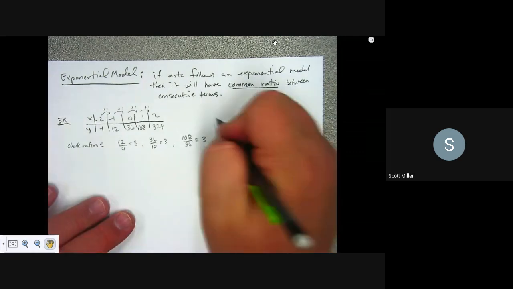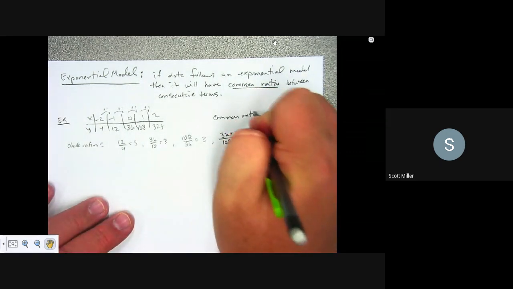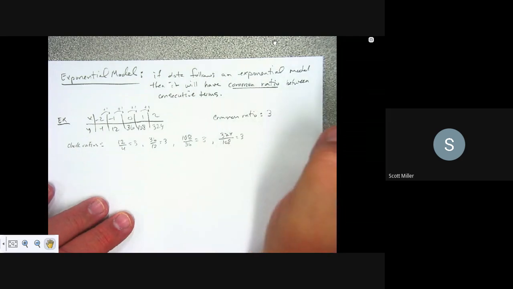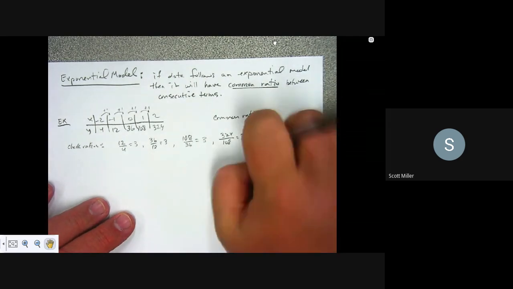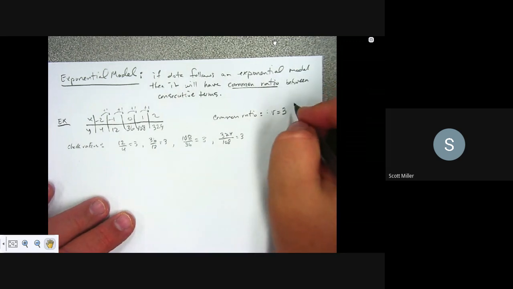So we have a common ratio that is 3, which we also established. Let me write it a little bit differently. This is our r equals 3. This is also the base number in our model.